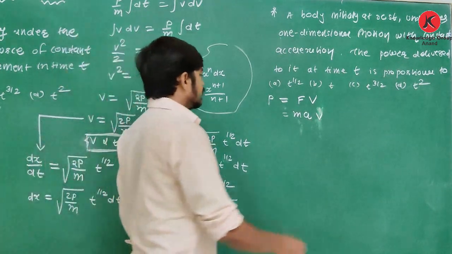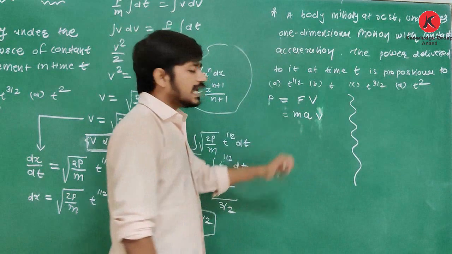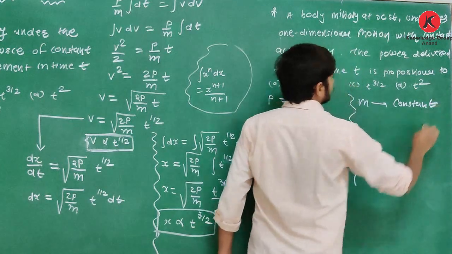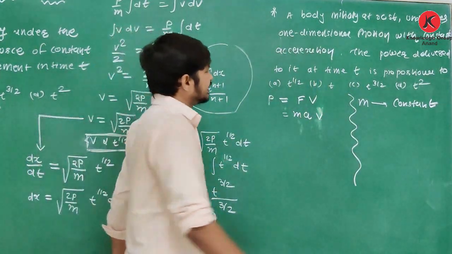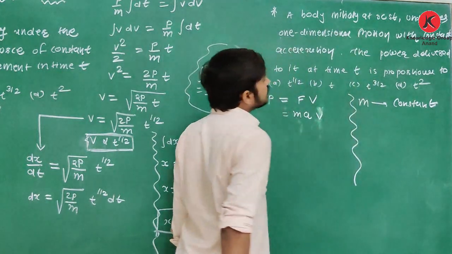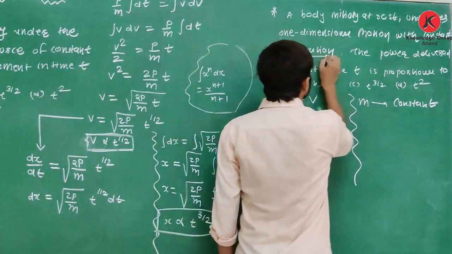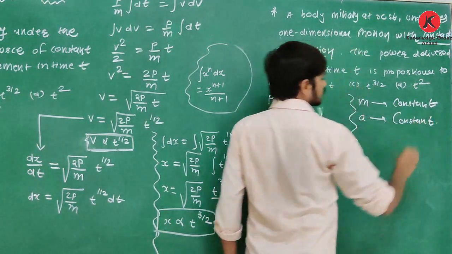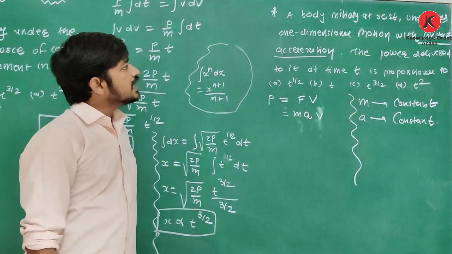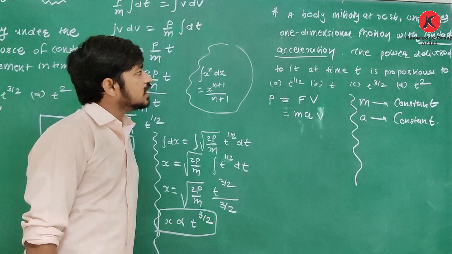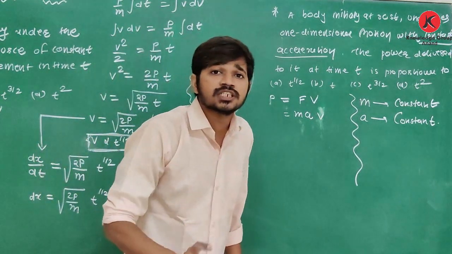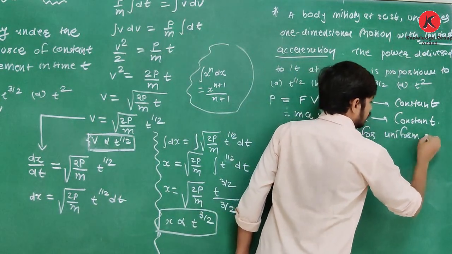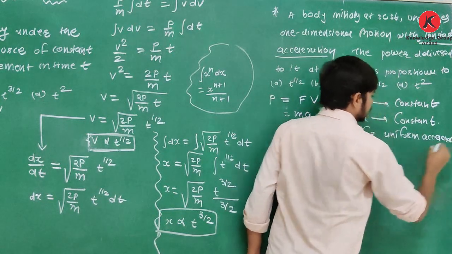Clear about this? Now see, it is a simple question. Mass m is always constant. A is acceleration. A body initially at rest undergoes one-dimensional motion with constant acceleration, which means acceleration is constant. Yes or no? Yes. For uniform acceleration, we know this equation.